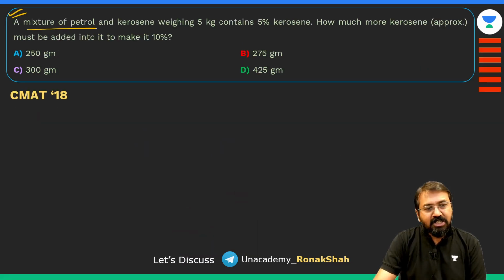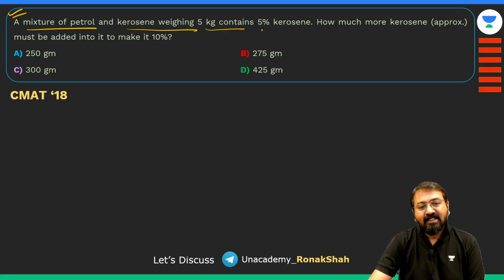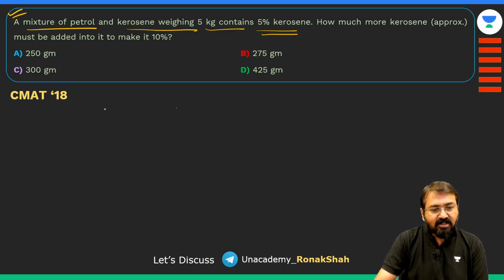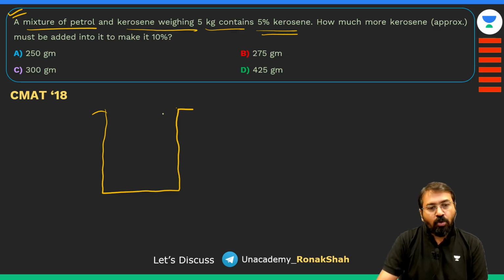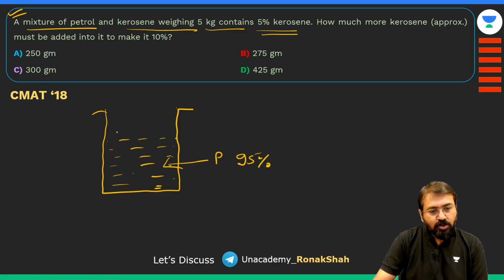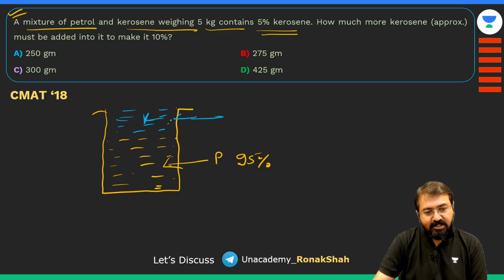Look at this question. A mixture of petrol and kerosene weighing 5 kg contains 5% kerosene. Let me represent it this way. This is the container, and it has 5% kerosene. All the remaining is petrol, so we have 95% petrol and the remaining kerosene. Of course, these two will be mixed. Let me indicate this is petrol, which is 95%, and kerosene, let's indicate by blue color, so this part is kerosene, which is 5%.